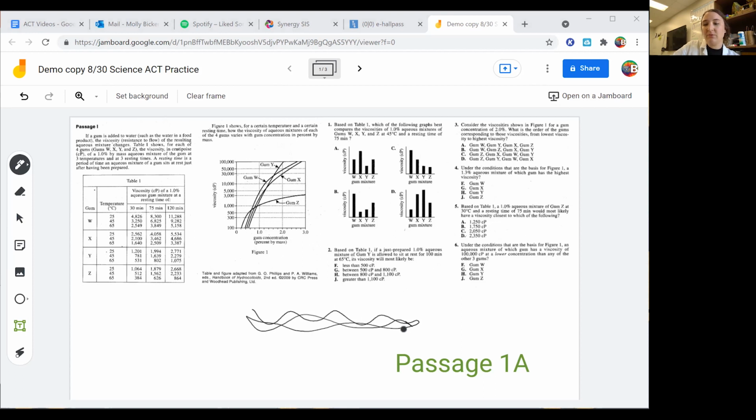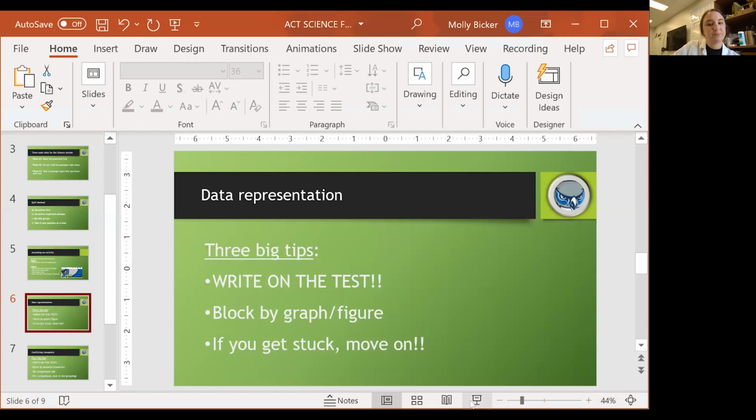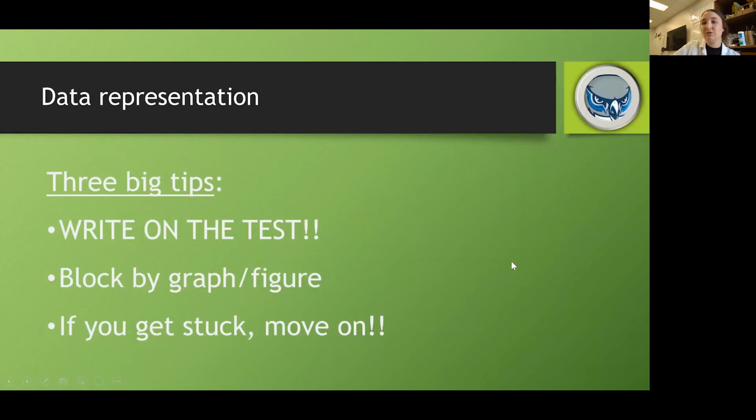And I'm going to share with you first a couple tips about data representation. Data representation are those passages where there are a lot of graphs and tables and diagrams and other charts. My first big tip, like I just showed you on Jamboard, write on the test. Once they put your barcode on it, that test belongs to you. Writing on the test is going to help your brain sort out where you're supposed to answer and what you're supposed to answer.